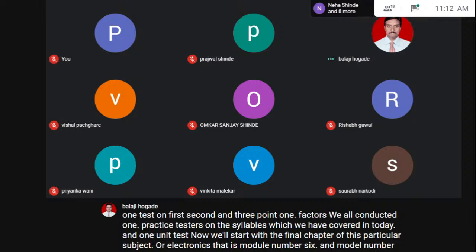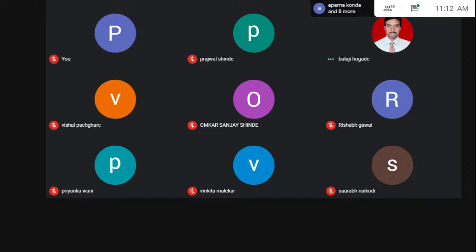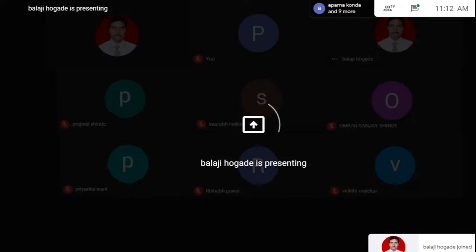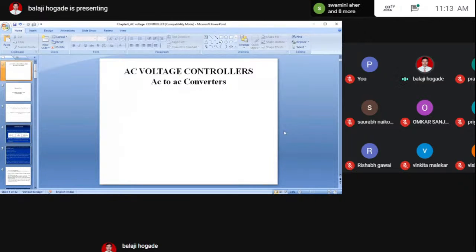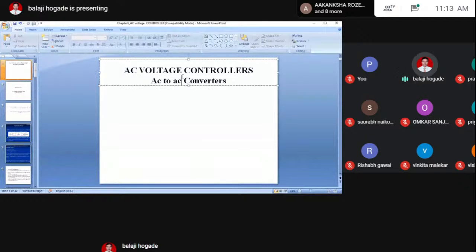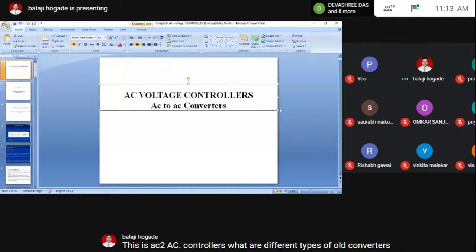So module number 6. I will share the screen. This is AC to AC controllers. What are the different types of converters which we have seen in power electronics? Different types of converters. Can you see the screen?